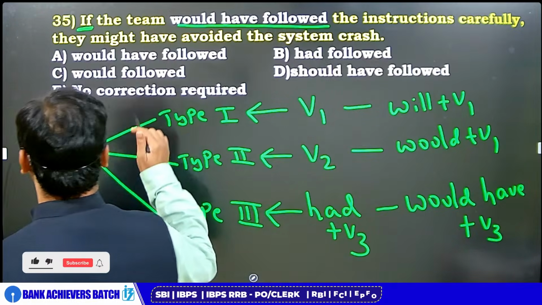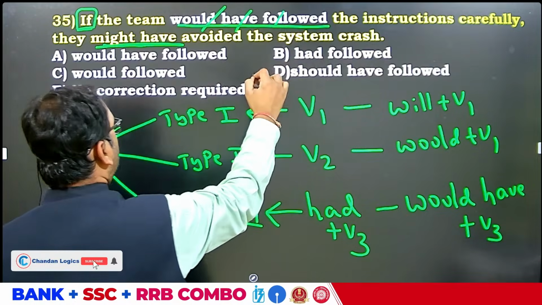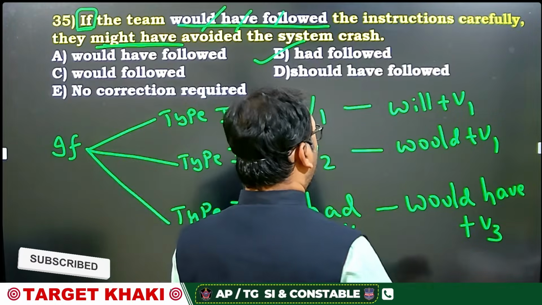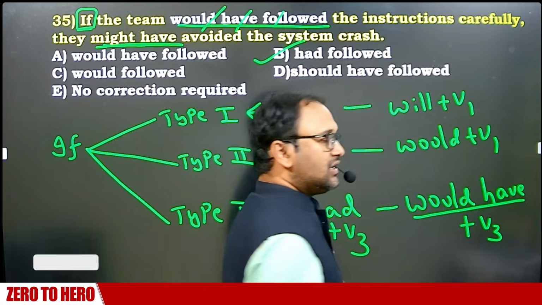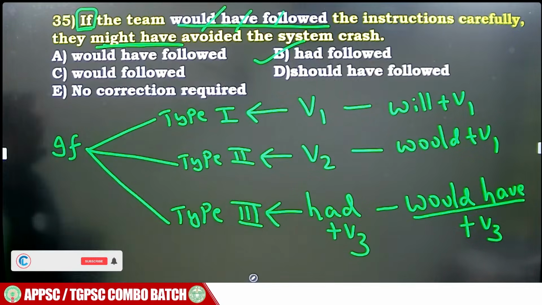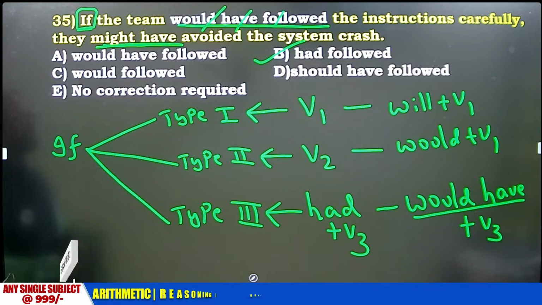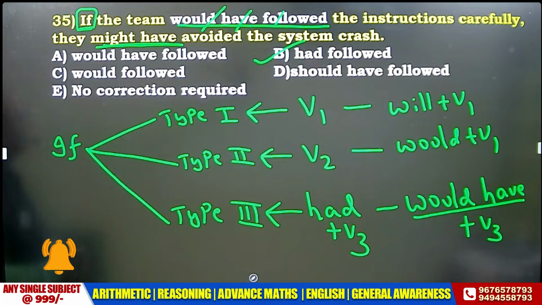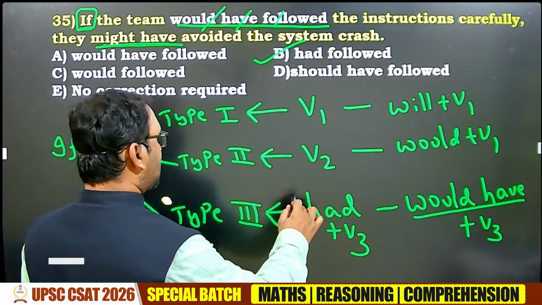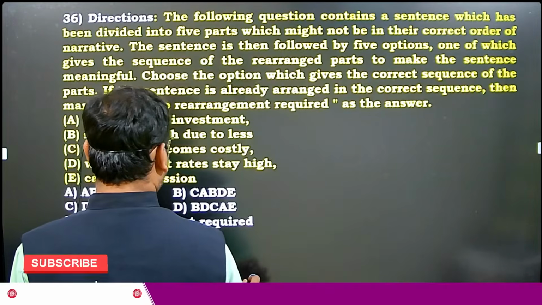So the sentence started with the conditional clause. In the main clause, might have plus V3. So here what should come is had plus V3. Option 2 is the right answer. In the third conditional, there could be would have plus V3, could have plus V3, might have plus V3. All the 3 are fine. If the team had followed the instruction carefully, they might have avoided the accident. Whatever is tested in this question belongs to type 3. Conditional clause had plus V3, main clause would have plus V3. That's it.